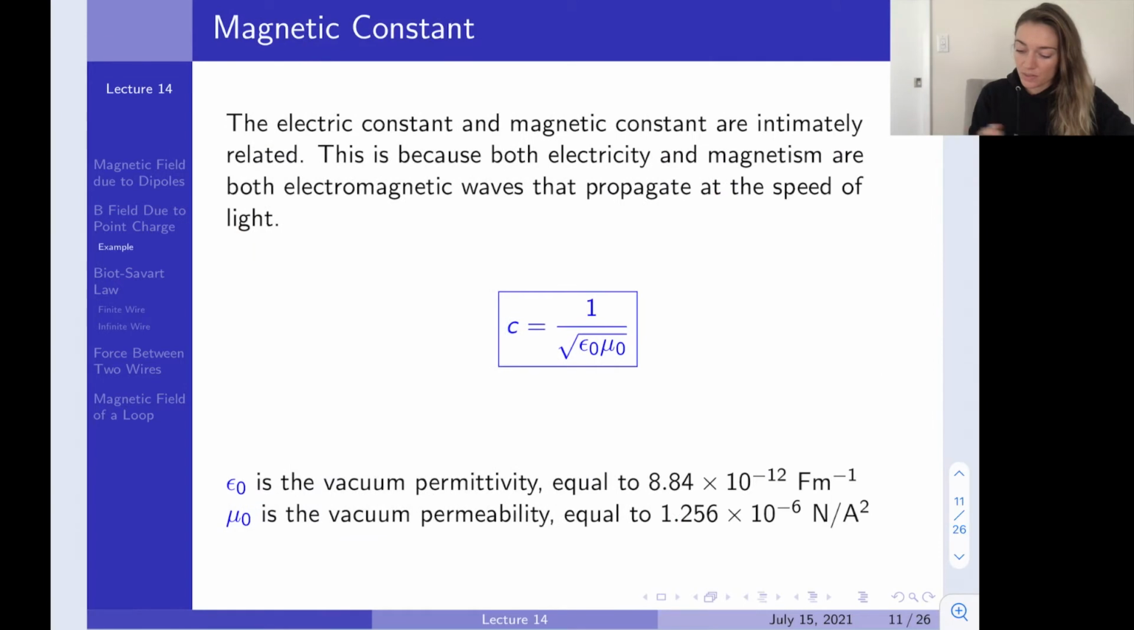All right, so let's just rewrite this. This is, like I said, very, very important. Remember that the speed of light is given by 1 over the square root of epsilon naught times mu naught. And this is because, like I said, the electric and magnetic field are really not two separate fields. They're just two sides of the same coin. It's the same field. So they both are electromagnetic waves that propagate at the speed of light. So that's why the electric constant and magnetic constant are both connected to the speed of light.